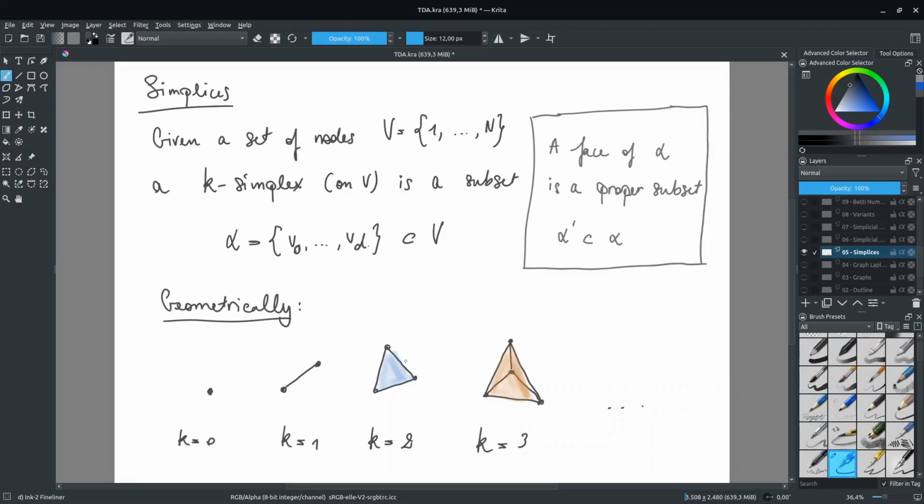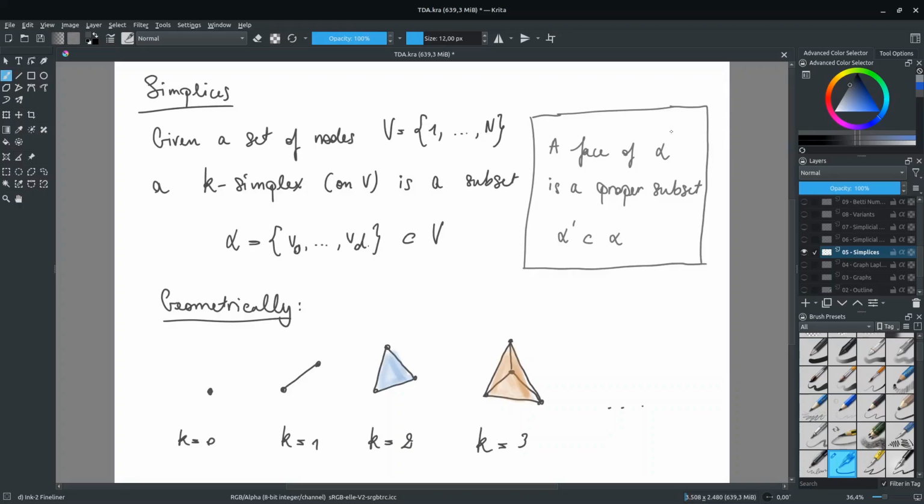And so the reason we say this is k equals 0, k equals 1, k equals 2, and so on, is that it's related to the dimension of these objects, right? A point is just a zero-dimensional object. An edge, you can think of as a one-dimensional object. A triangle is a two-dimensional object, and so on. And so this idea of dimension is the important bit, which is why we have this convention here.